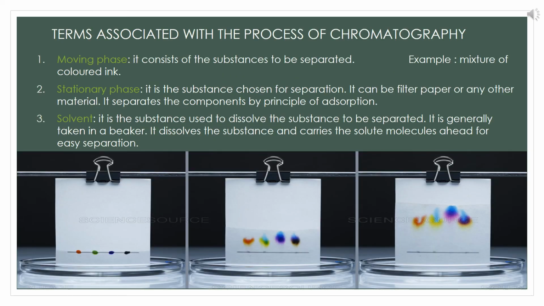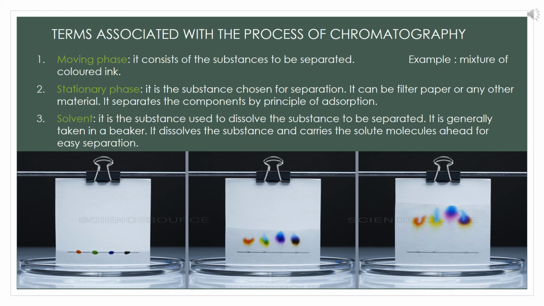Some of the terms associated with the process of chromatography. Number one, moving phase. It consists of the substances to be separated. Example, a mixture of colored ink. So in this picture, we have the filter paper and we have different spots of different colors which are to be separated. So the spot of the colored ink, that particular spot, is called the moving phase.